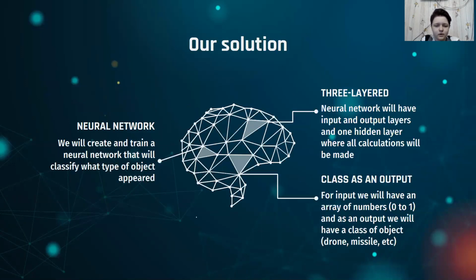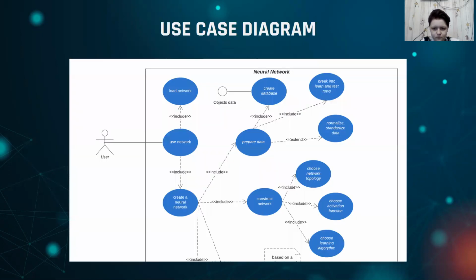Okay, what about our solution? We came up with an idea to create and train a neural network that will classify what type of object appeared. It will be 3-layered. It means that the neural network will have input and output layers and one hidden layer where all calculations will be made. Also, it will have class as an output. For an input, we will have an array of numbers from 0 to 1, and as an output, we will have a class of object: drone, missile, or something else.